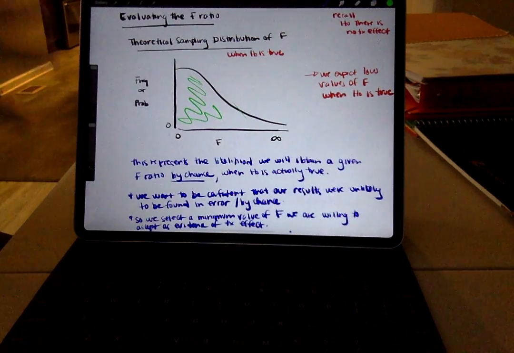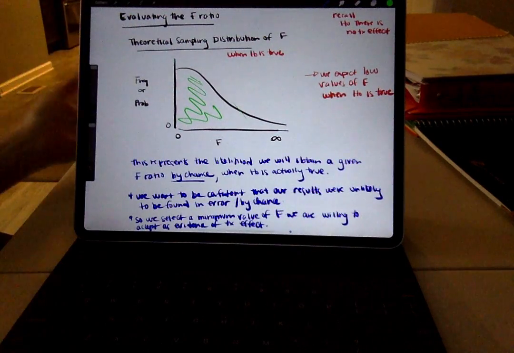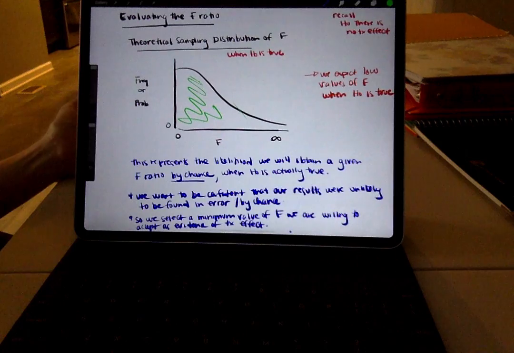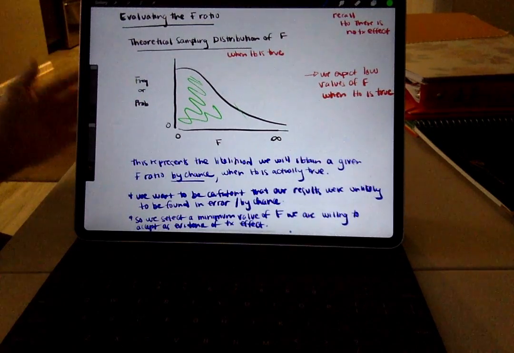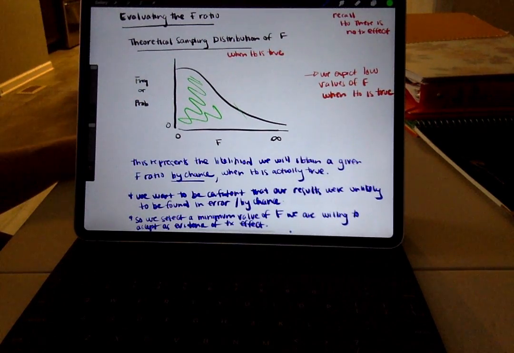All right, so just a little bit more on this. Again, this curve represents the likelihood that we're going to attain a given value of F by chance when the null hypothesis is actually true. But if we think about this from a research perspective, we don't want to find things by chance. We want to be confident that we obtained our results for real, not in error. So we want to be confident that our results were not likely found in error or by chance.